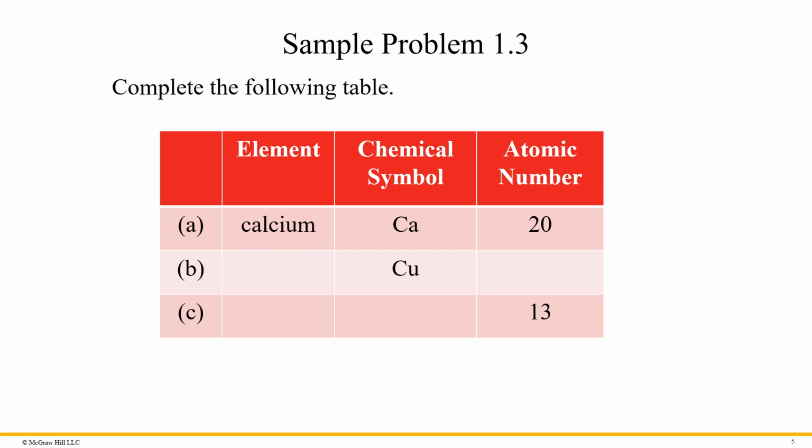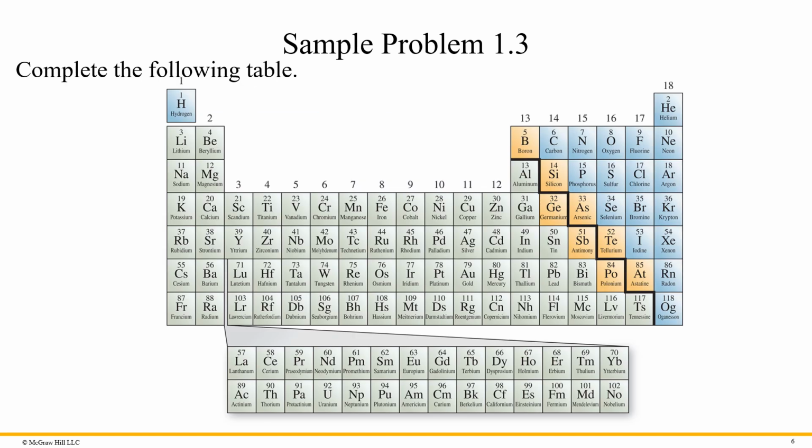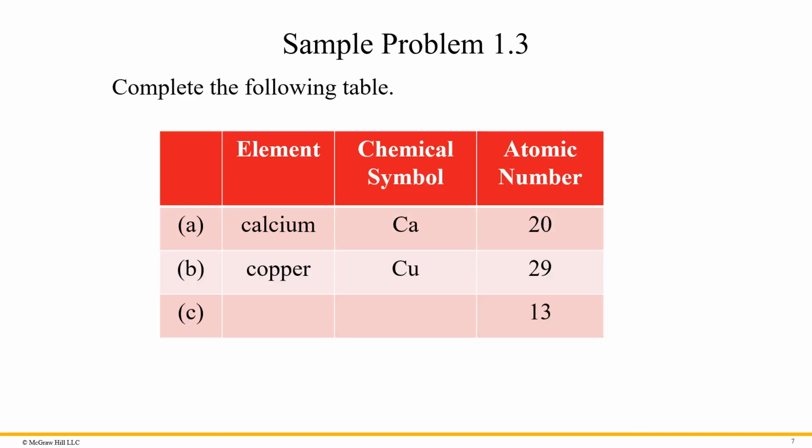Let's figure out what Cu is. We go back to our trusty periodic table and we look through the rows here until we find Cu, the symbol for copper. The name of this element is copper, and then we look above it to find that it's element number 29 in the periodic table, which means that it's got a Z number of 29 or 29 protons. We can then go back to the table and fill in copper and the number 29 for atomic number.